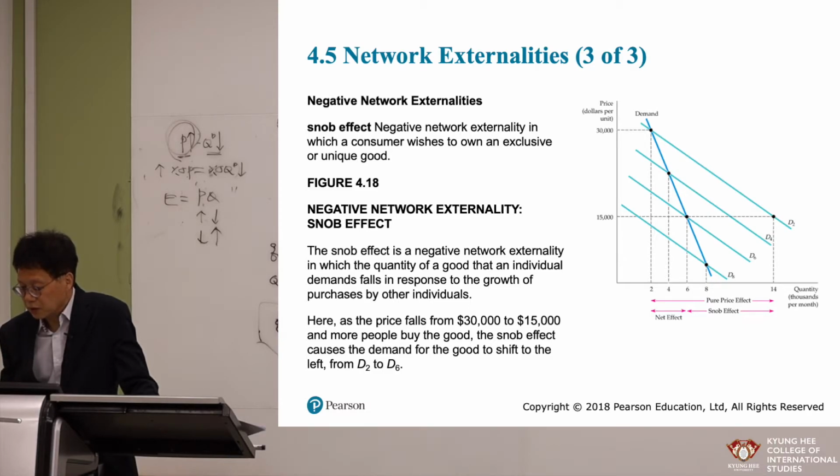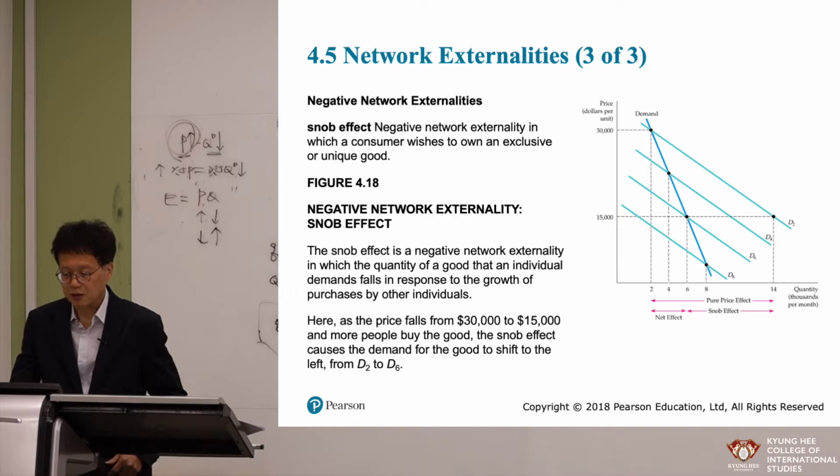Demand decreased from here to here. So that is the snob effect. Decreased by this one. So the total effect, the net effect, is from here to here, right? The snob effect is here to here. The gap between the two is the net effect.